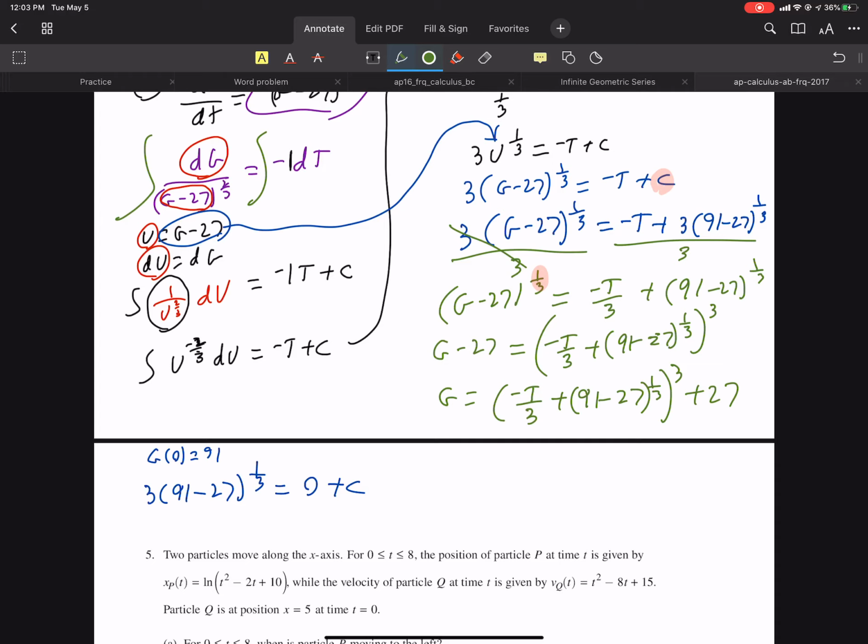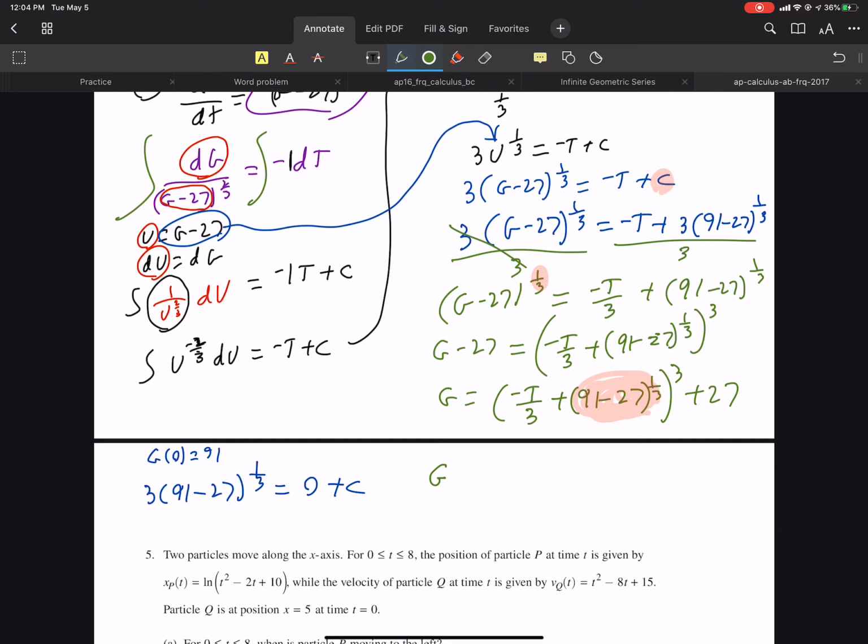Now, a couple of side notes. Well, I'm not going to add a side note. You could, if you wanted to, simplify that. 91 minus 27 is 64. Cube root of 64 is 4. So you could simplify that down to 4, but I'm going to model wise behavior.